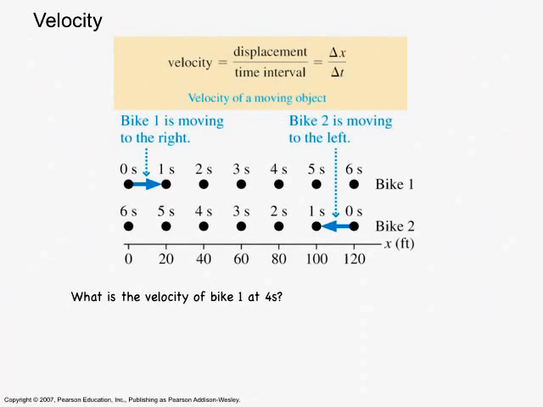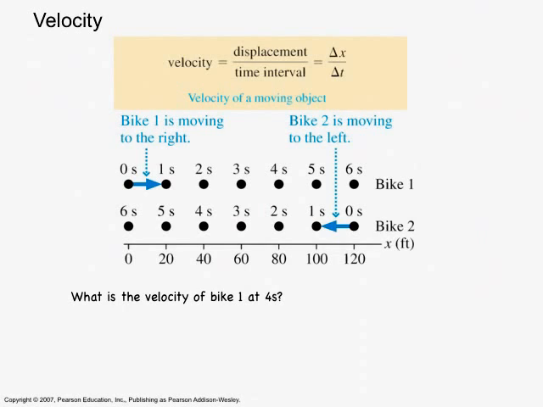But what is the velocity of Bike 1 at 4 seconds? Well, at 4 seconds, the bike is at 80 feet. But we need to have a displacement, a change in position. So let's say from 0 to 4 seconds represents the displacement from 0 feet to 80 feet, or final minus initial. 80 minus 0 over 4 minus 0, 80 divided by 4 is 20 feet per second.